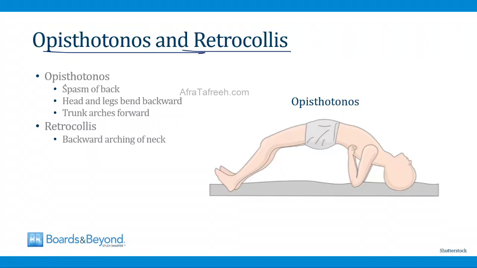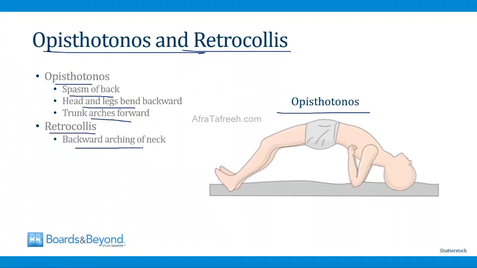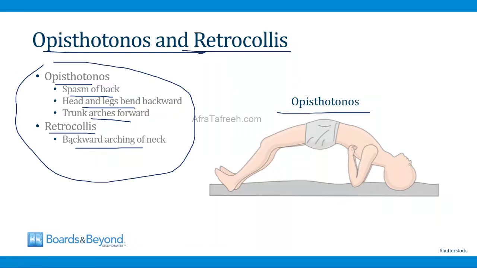The first one is called opisthotonus. This is spasm of the back. It looks like what's shown in this image on the screen. The head and legs bend backwards and the trunk arches forward. And then retrocollis is a backward arching of the neck. So decades ago, babies would develop these features if they had severe neurologic damage from high bilirubin levels.